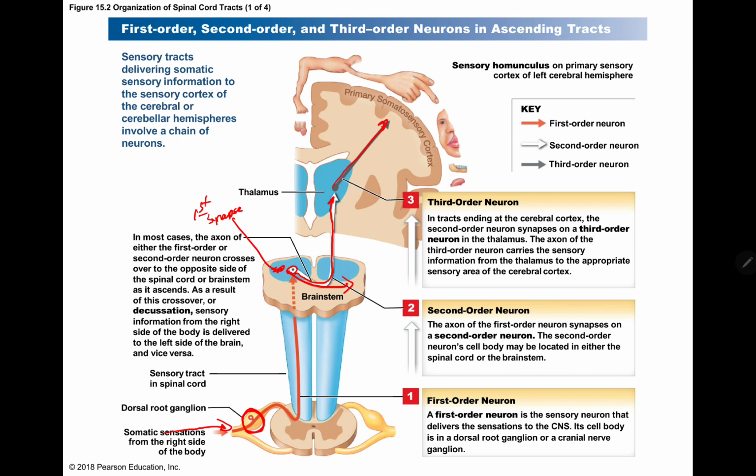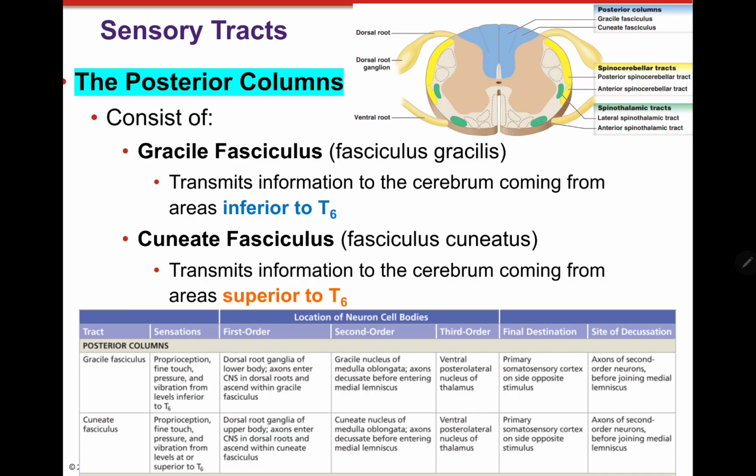And so when we're talking about the third order neuron, in tracts ending in the cerebral cortex, the second order neuron synapses on a third order neuron in that thalamus, okay? And so the axon of the third order neuron carries the sensory information from the thalamus to the appropriate sensory area of the cerebral cortex, okay?